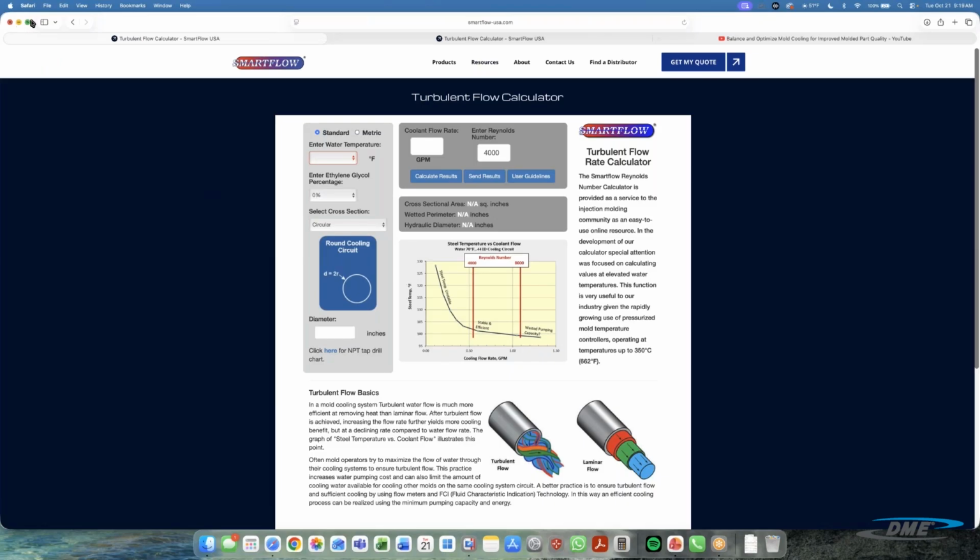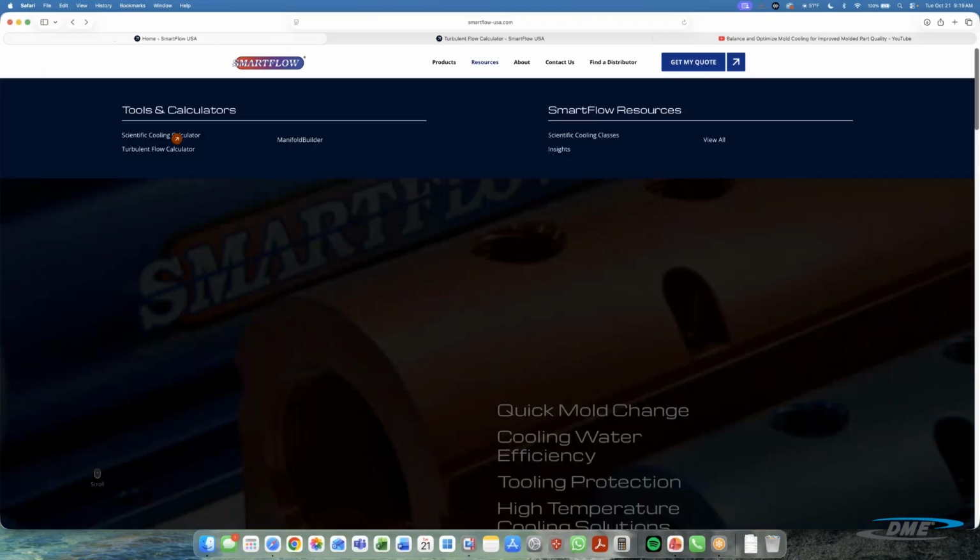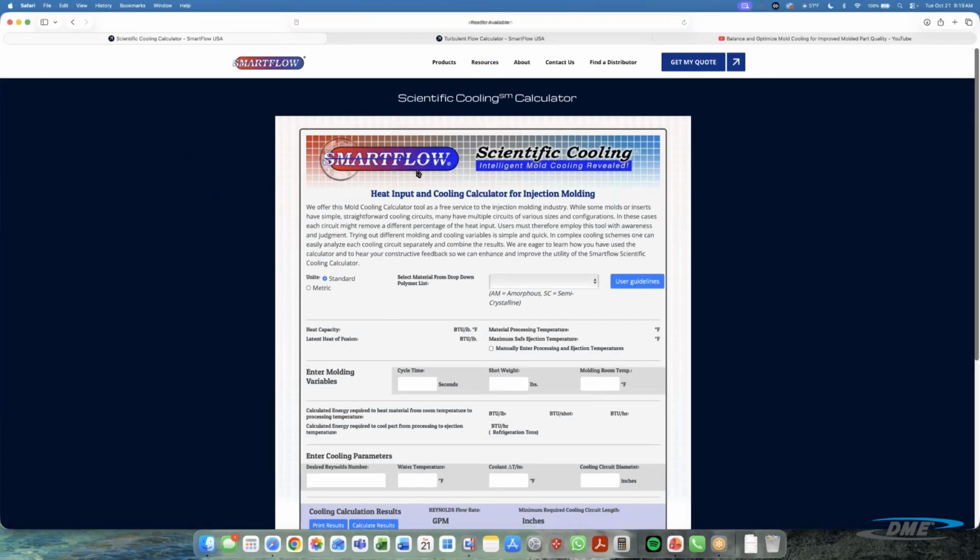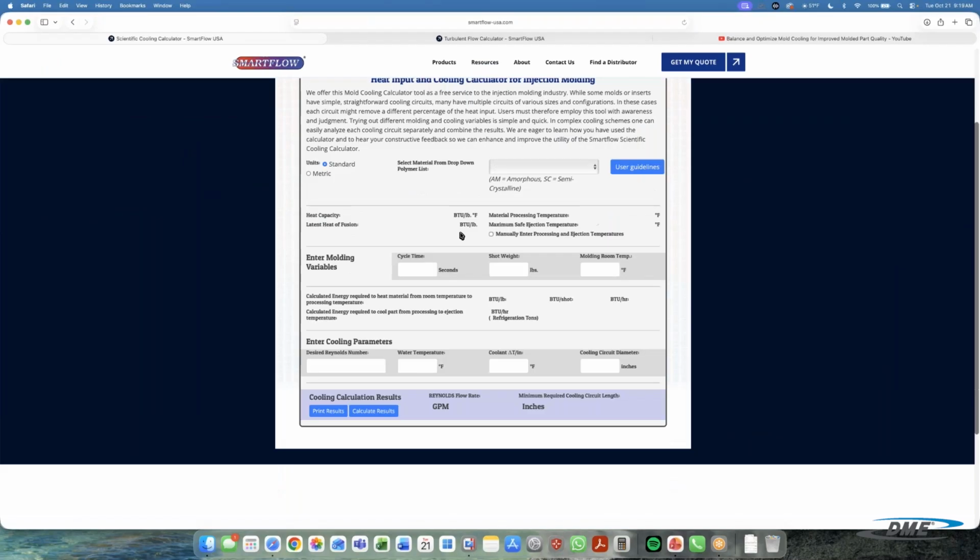The other thing is the scientific cooling calculator. If you want to determine the amount of heat transfer and the amount of energy that you're going to need to pull to effectively cool, you can go in and put variables in here, and it'll give you your potential delta T's, your flow rate, and the inches that are required to effectively cool as well.